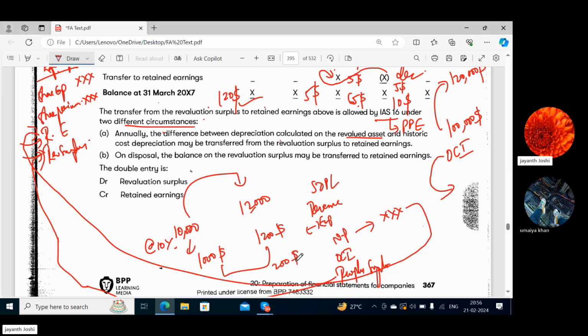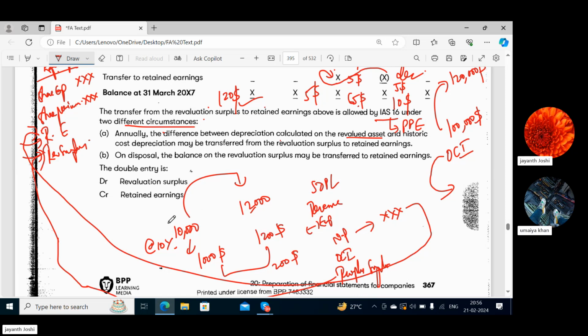Correct or wrong? Tell me. Hello. From previous amount of depreciation, the current amount of depreciation is more by 200 or not after revaluation? Again. Hello.